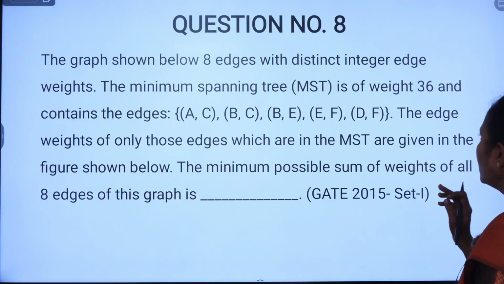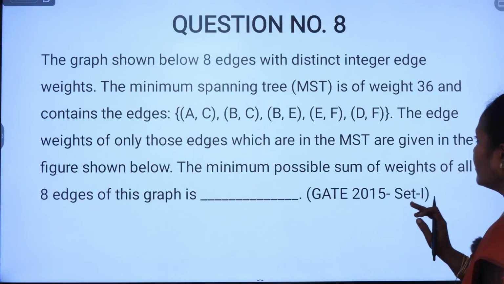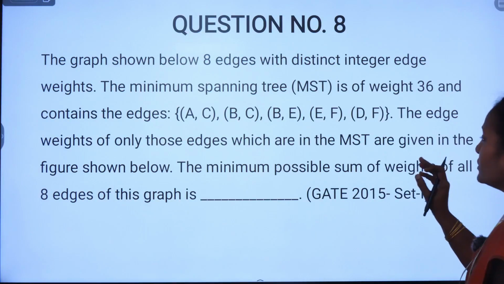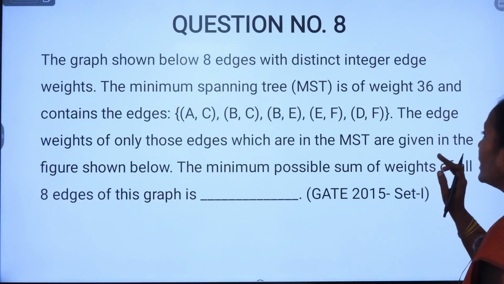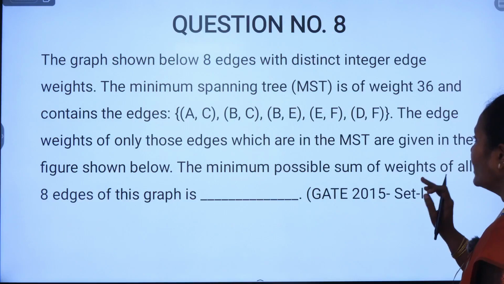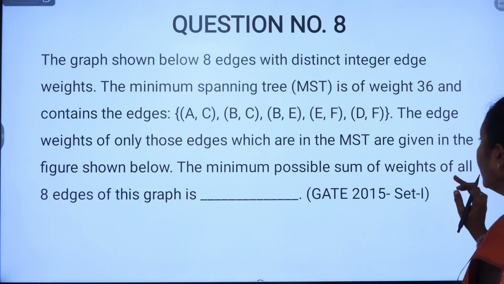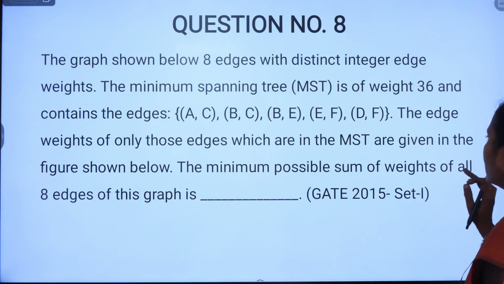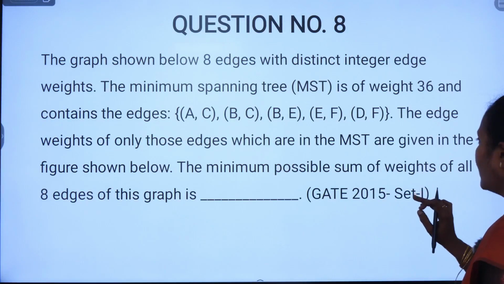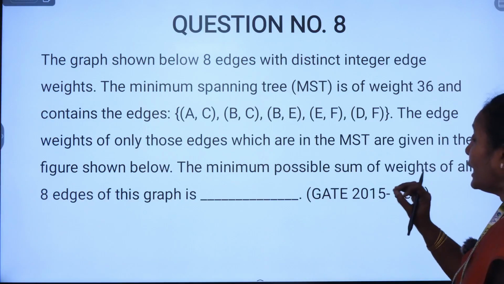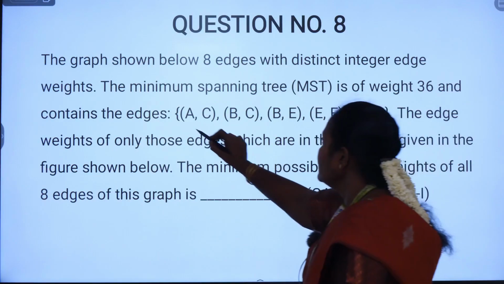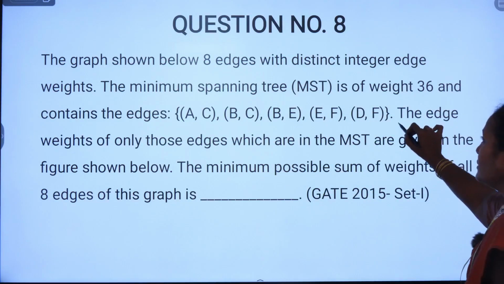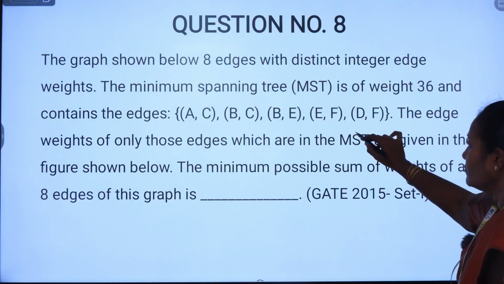The minimum spanning tree is of weight 36 and contains the edges. These are all the edges they have given in the problem. So based upon this, we are going to draw the undirected graph with 8 edges. The edge weights of only those edges which are in the minimum spanning tree are given in the figure shown below. The minimum possible sum of weights of all 8 edges of this graph: only these edge values they have given, so we have to take the values.